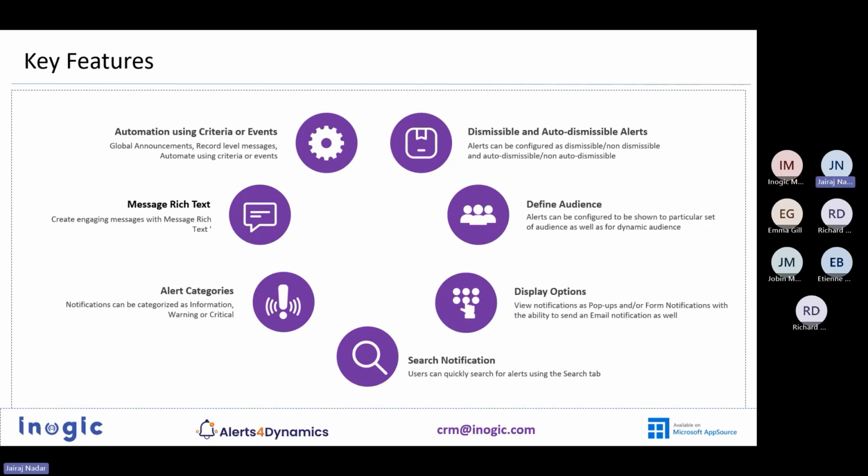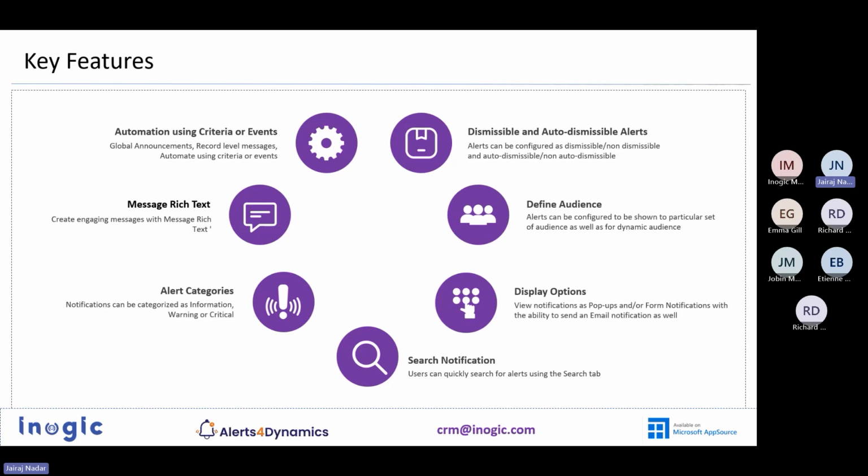Dismissible and auto dismissible alerts. Whenever any new notification is received, you can configure whether to show the alert as dismissible. If the user dismisses the alert, that can also be tracked. So the respective managers can see which user has read the notification and which user has dismissed it, so that they can track the users' actions accordingly. That is pretty much configurable.